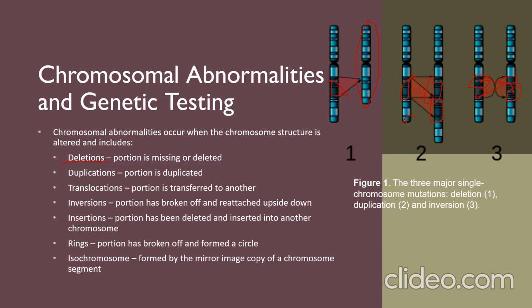Ito na, broken off, tapos nag-attach siya rito. And rings: a portion has broken off and forms a circle. So, ito, this should be pahaba na ganyan. Ang nangyari, parang ahas na kinagat yung tail. And then, isochromosome, formed by the mirror image copy of a chromosome segment.